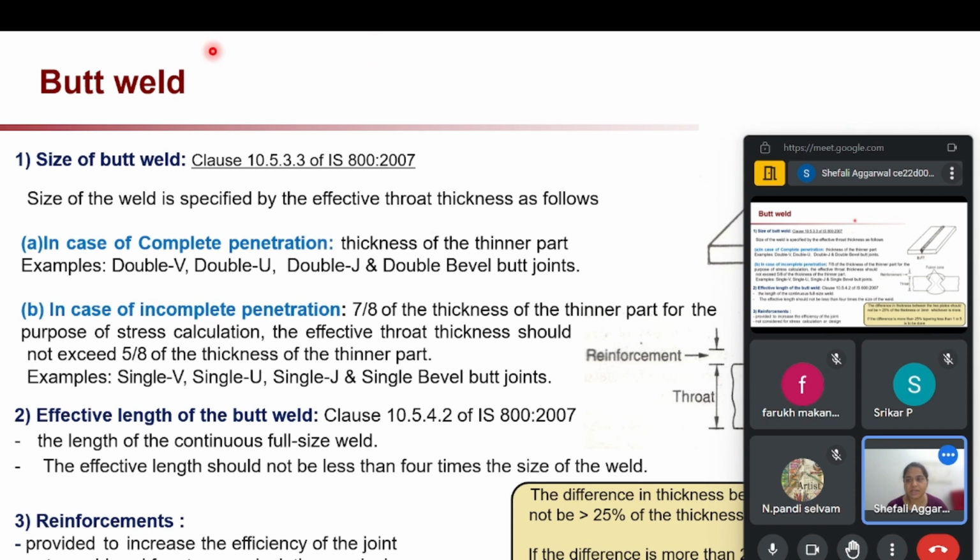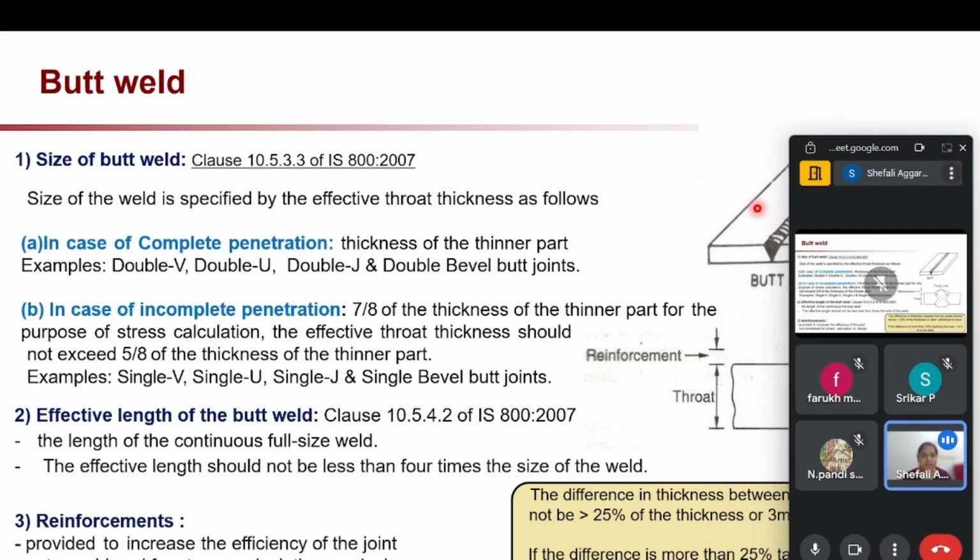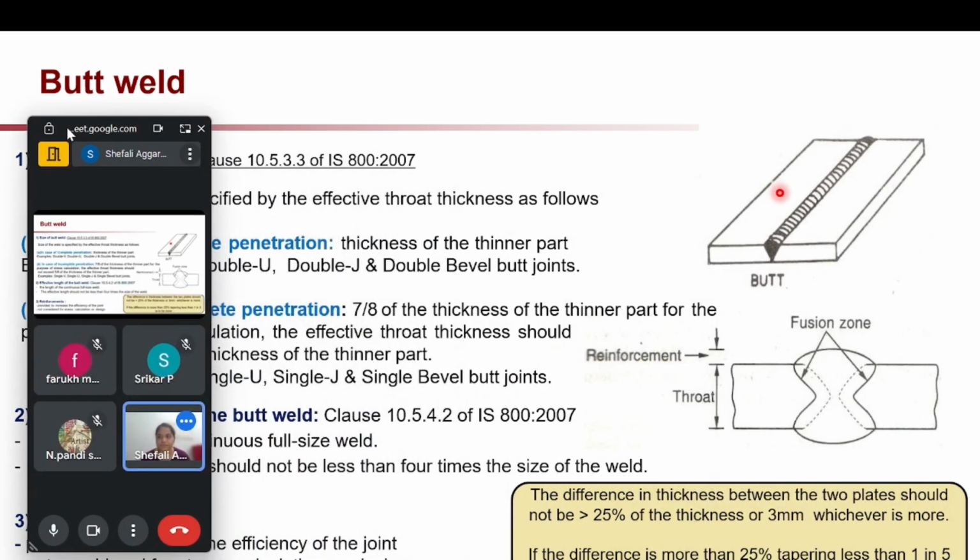So firstly, we have the design of butt weld. As we have already studied, what is a butt weld? In a butt weld, we are joining two plates in a single plane. When two plates or any two elements are joined in one plane, that is called a butt joint. So these are the different parts of our butt joint.